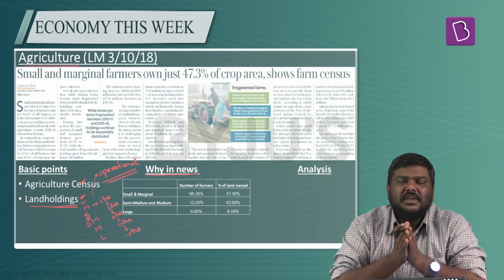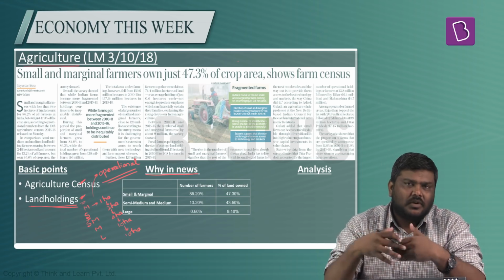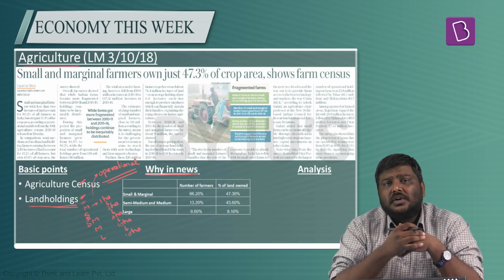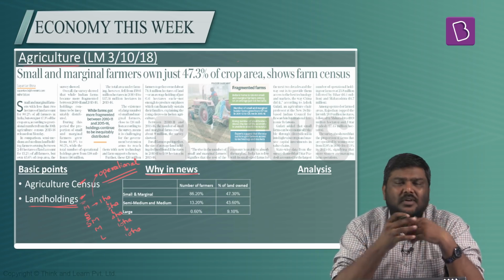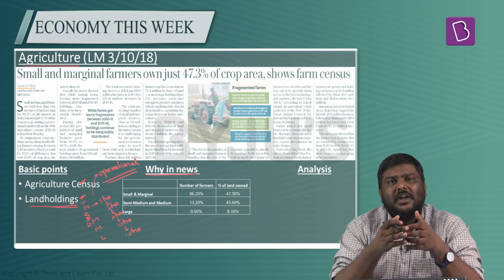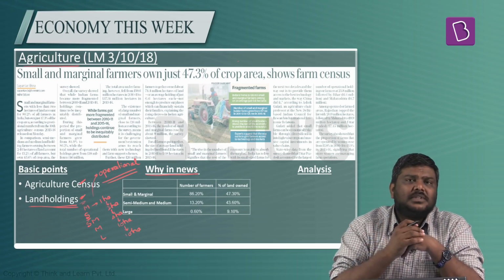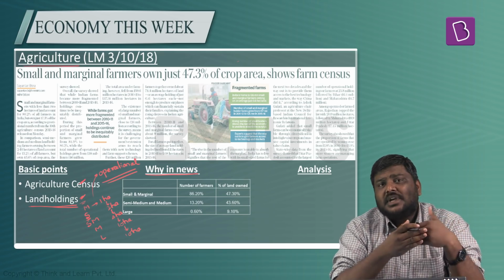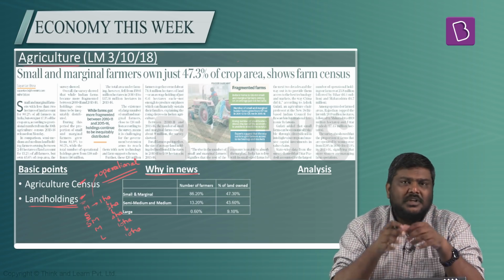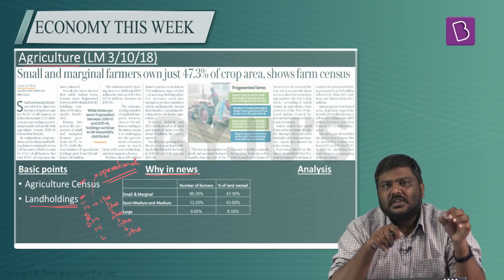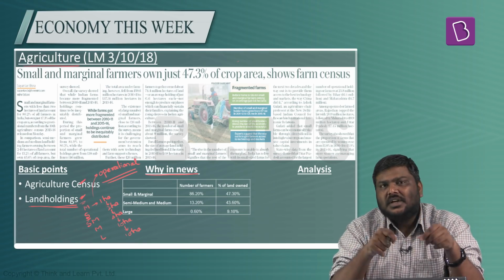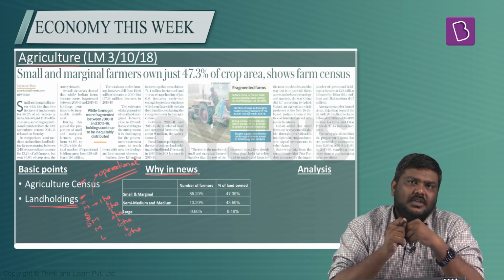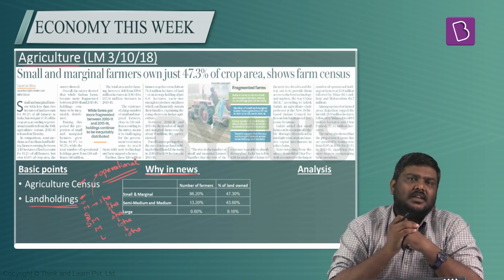Over the last couple of years, the agriculture sector has fallen into a lot of distress. A lot of protests have been happening in the present context itself. The government of India, to calm or to pacify the farmers, has even increased the MSP for Kharif crops as well as Rabi crops. But this particular agriculture census for the year 15 and 16, the data was recently announced. So that is the precise reason it was there in the newspaper.